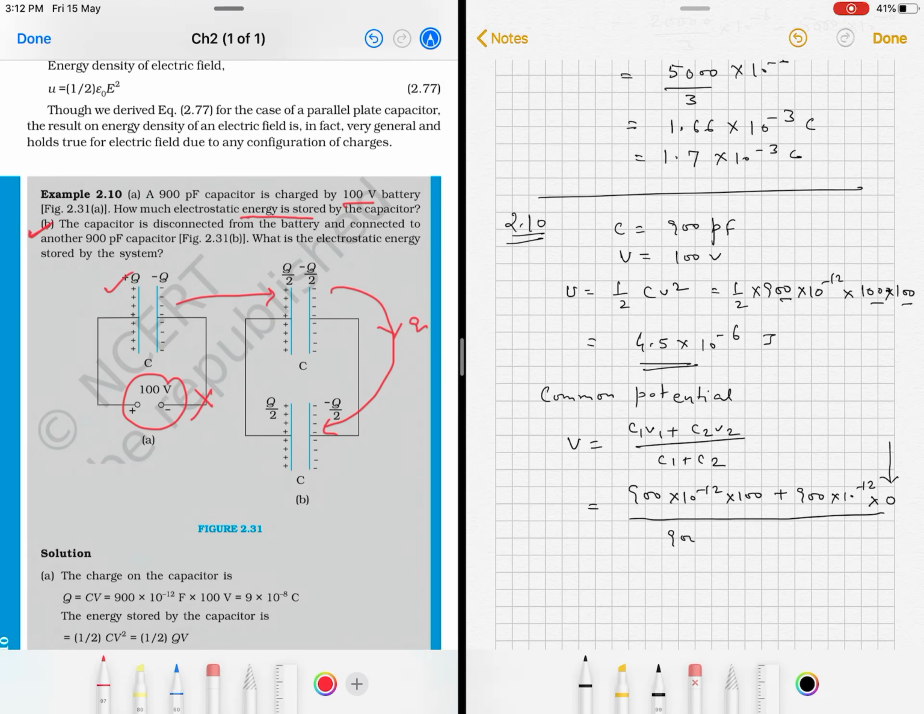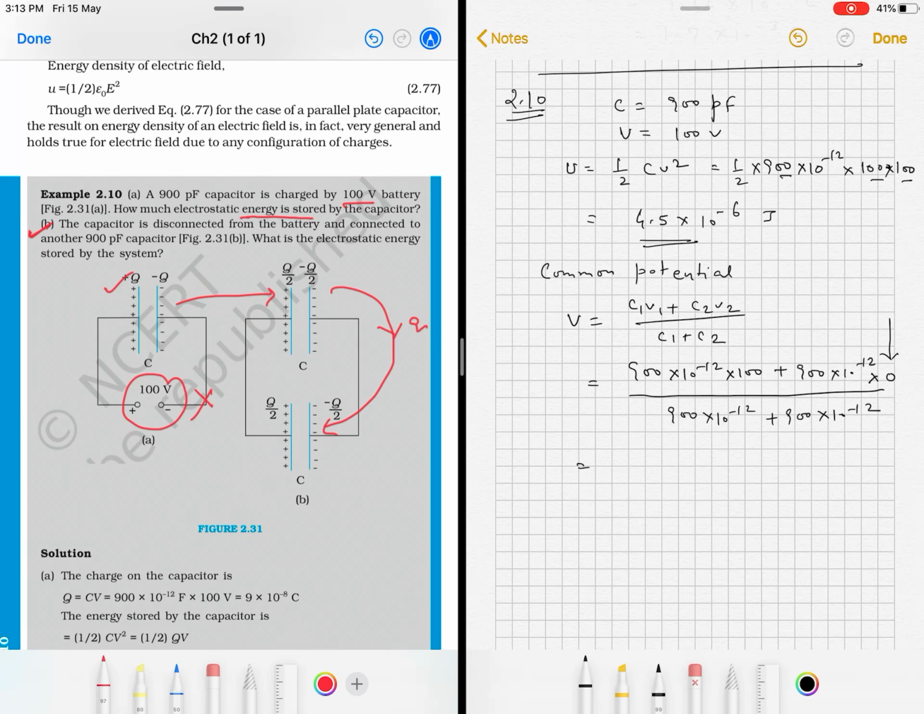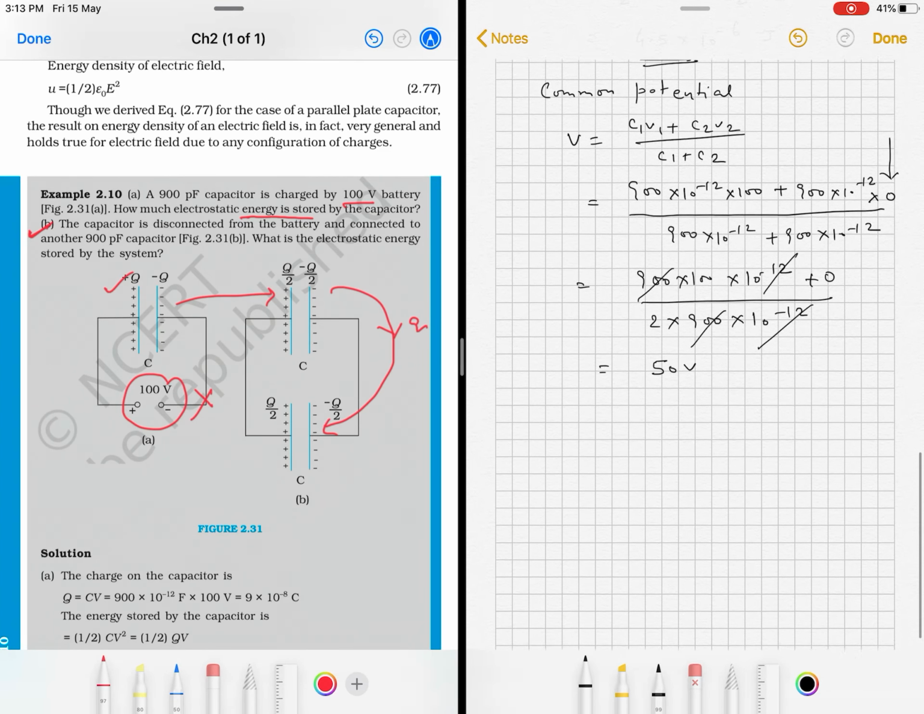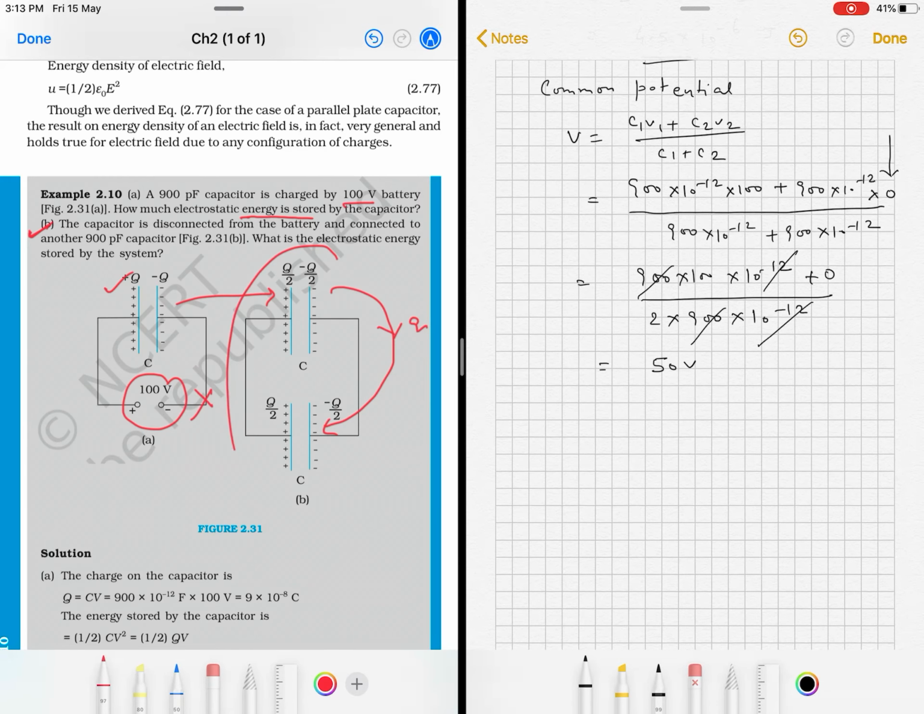Now C1 plus C2 is 900 into 10 to the power minus 12 plus 900 into 10 to the power minus 12. So here is 900 into 100 into 10 to the power minus 12, plus 0, upon 2 into 900 into 10 to the power minus 12. So 900 is cancelled out. We get 50 volt. So 50 volt will be the net common potential when these two are connected, in the second case.